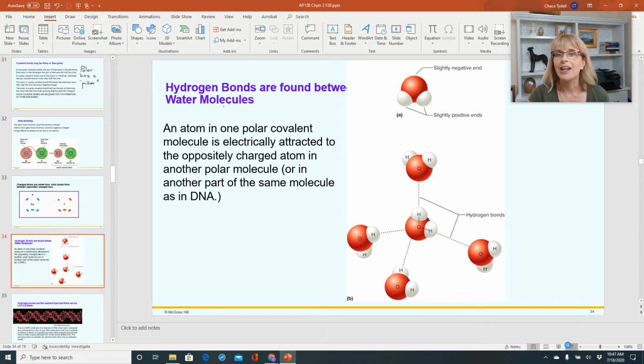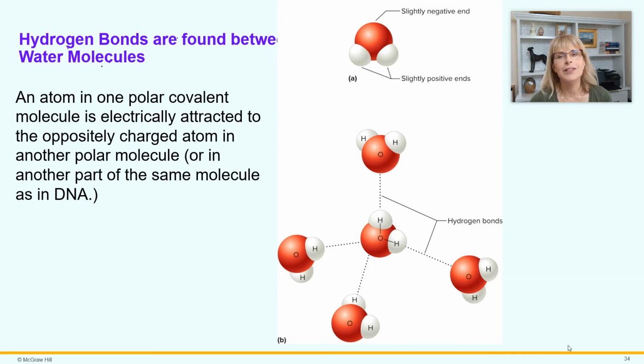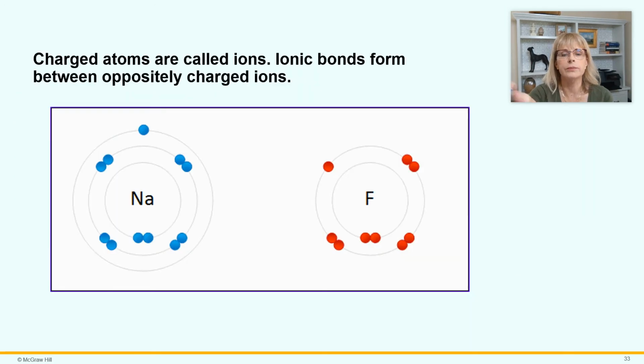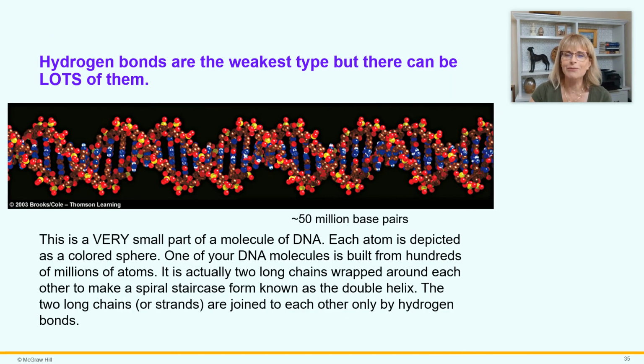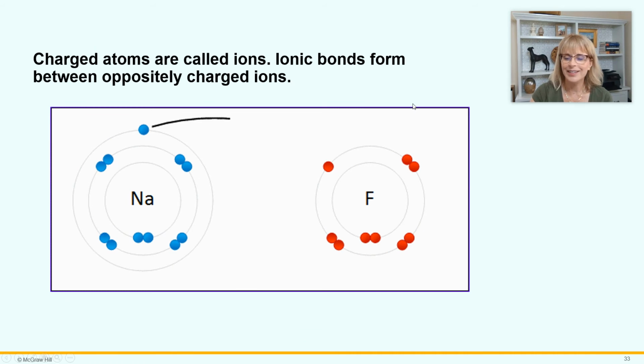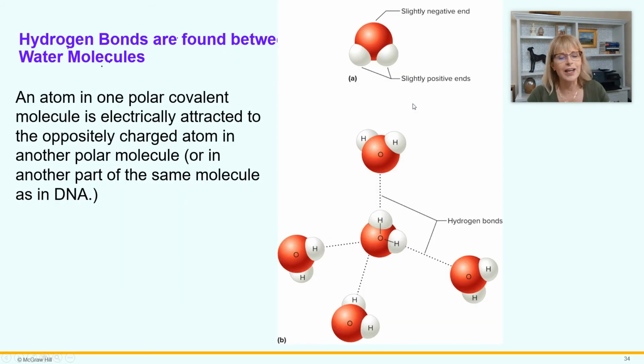Okay, not coming back. Hydrogen bonds are found very abundantly joining together adjacent water molecules. Now, let me be clear about this. An individual water molecule itself is actually put together by polar covalent bonds.